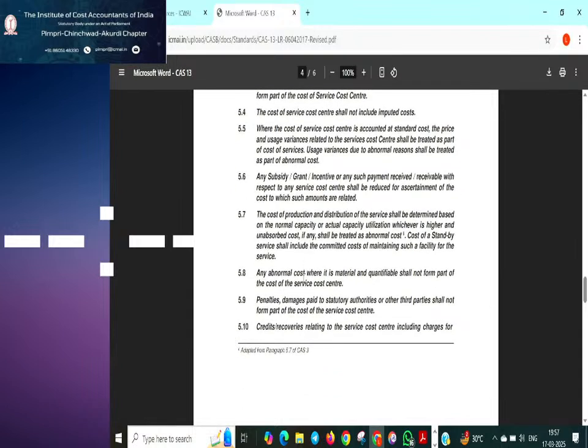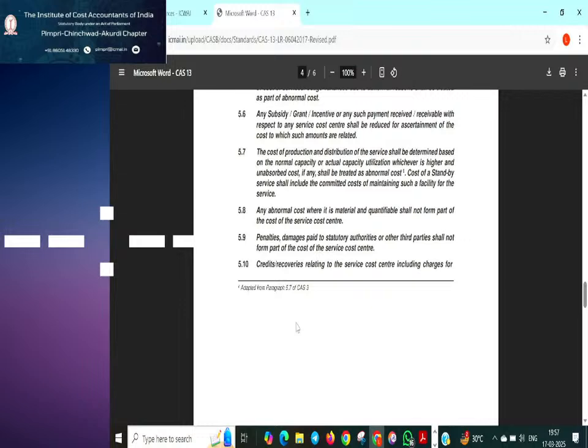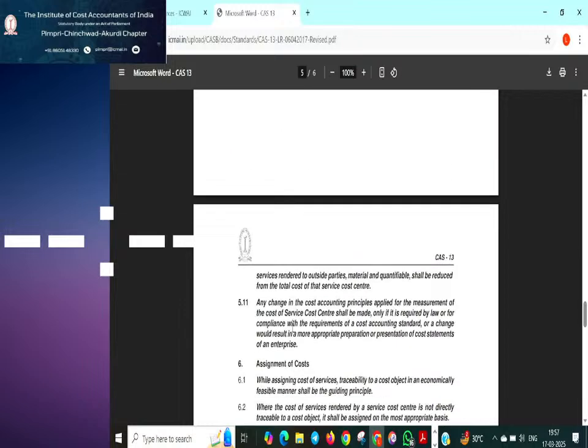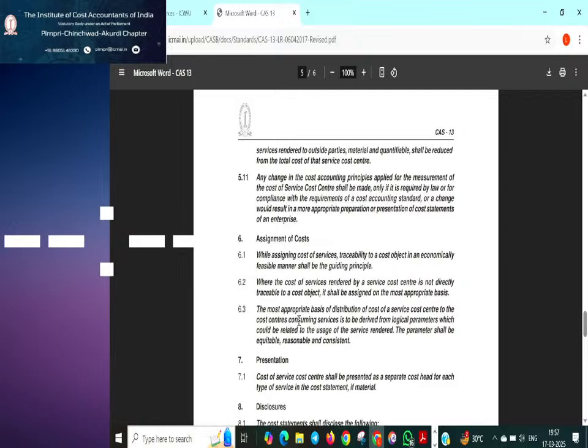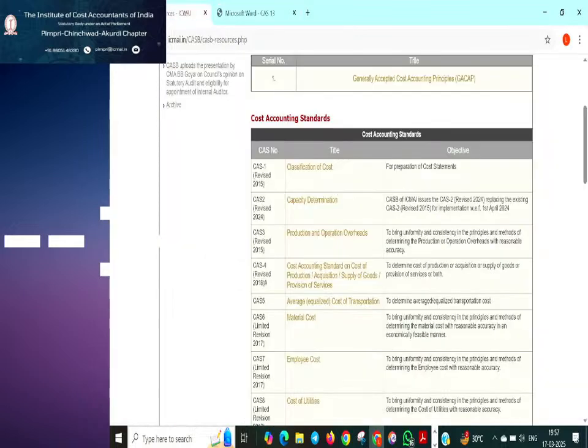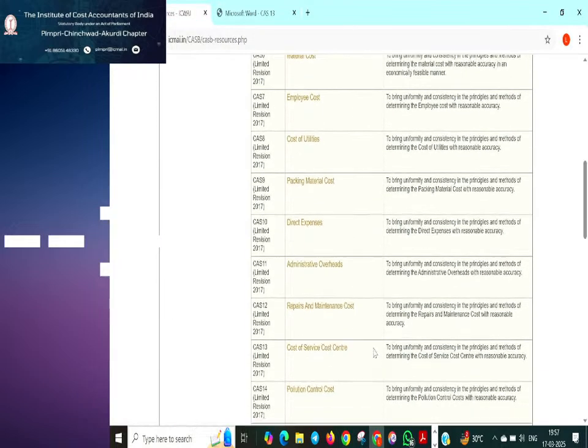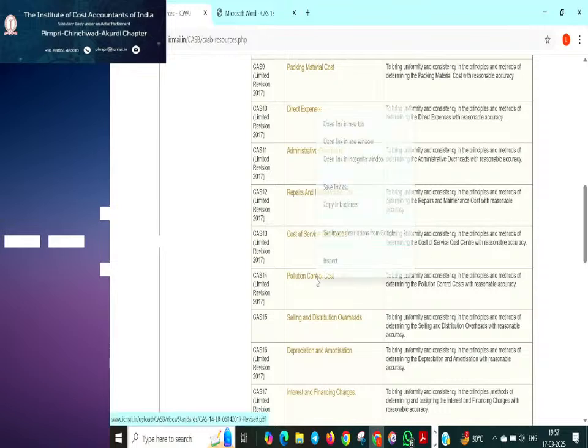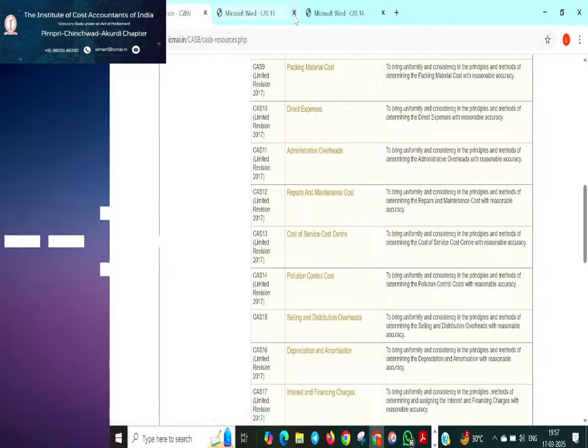Any abnormal cost where it is material and quantifiable shall not form part of the cost of services. It's the same clause regarding penalties and damages, credits and recoveries. Okay, so this is all about the service cost center.